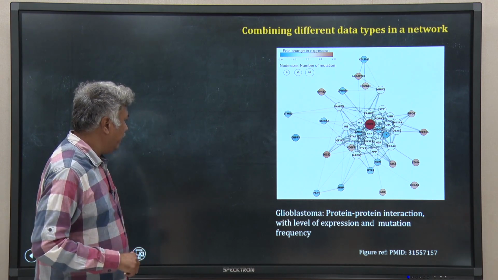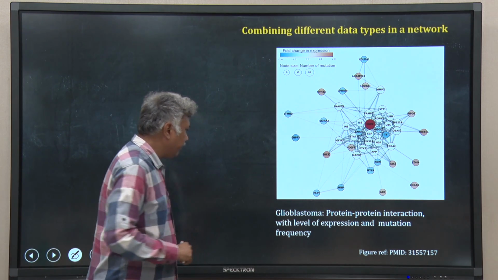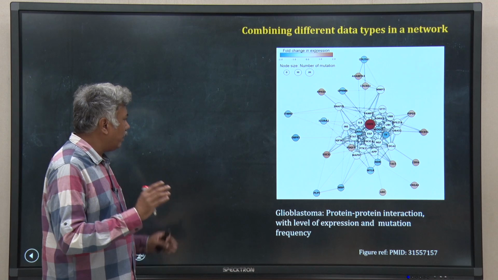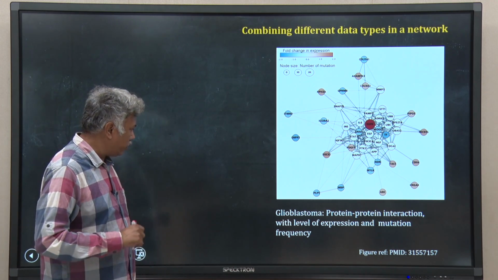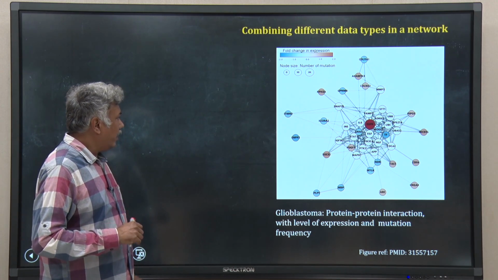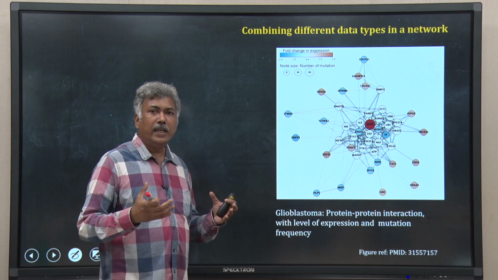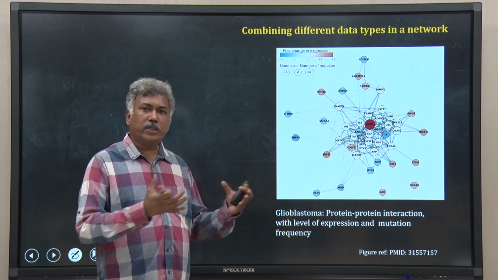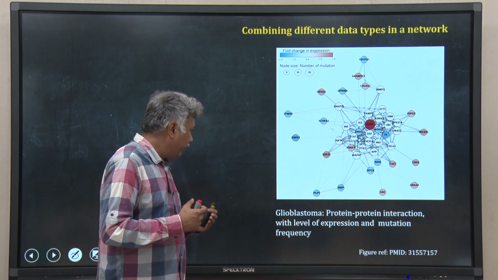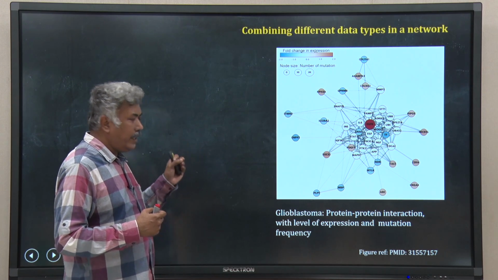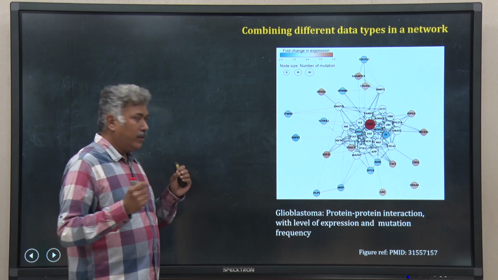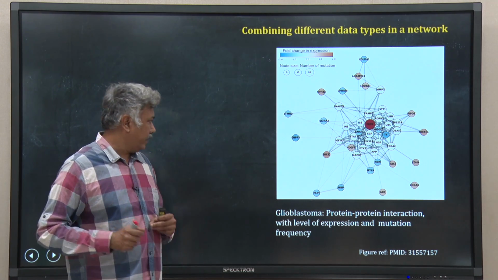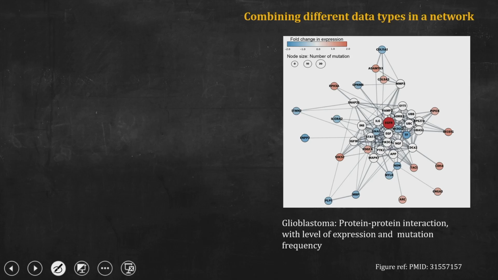The one important thing is that each of these nodes are genes which are somehow involved in glioblastoma, a type of cancer. Now, what they have done, they have fetched the protein-protein interaction information from a database, and each of these edges represents that protein-protein interaction. So, that means their database says these two proteins have interaction among themselves.